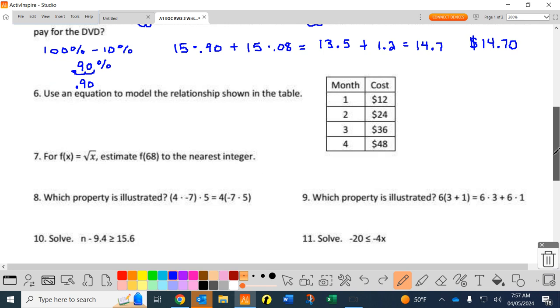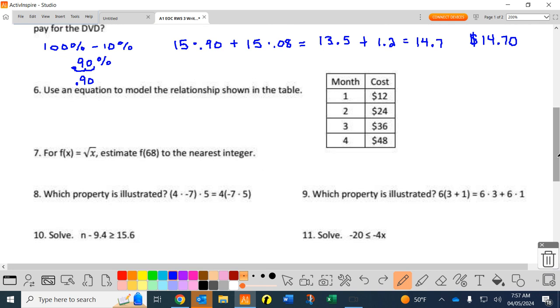On the next one, it says, use the equation to model a relationship shown in the table. Guys, the relationship means you are writing an equation. Okay, that's what we're doing. So we want to see what the change is. Every time right here, it's increasing by 1. Over here, we want to see what the change is. Let's see, 12 to 24, 24. No, not multiplying by 2. It's adding 12 every time.